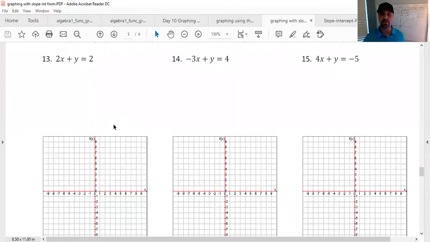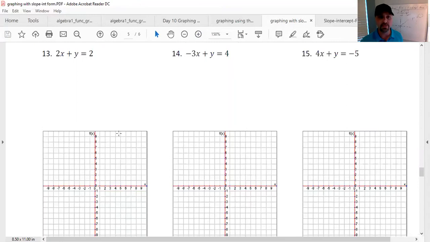Basically what you're doing is you're solving for y. If you've been in my class, you know how to solve equations. So you need to isolate the y, get rid of the 2x. If you want to give that a try, see if you can write it in slope-intercept form first, and then go ahead and graph it. Then we will check out your problems. You can test yourself. So pause it, come back.